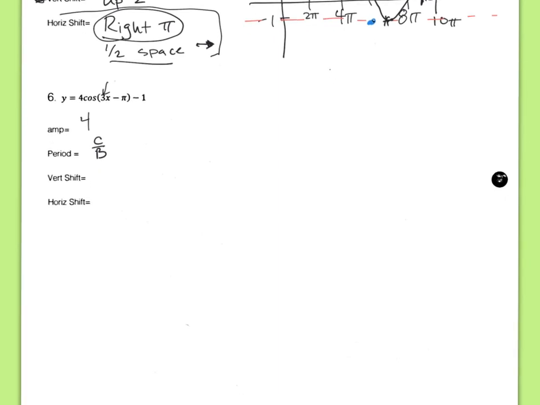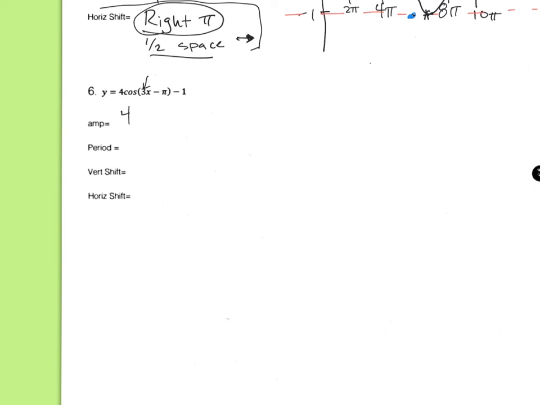So our C is pi, and our B is 3. So the period, oh wait, I'm sorry. I'm doing vertical shift. I'm getting way ahead of myself. Back it up, Betty. All right. So our period will continue to be obviously 2 pi over B. So 2 pi over 3.